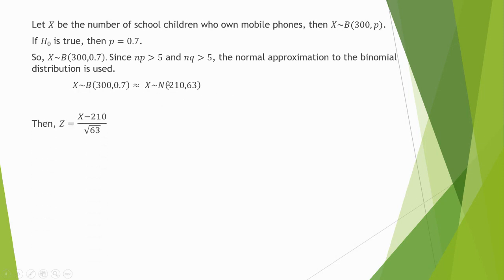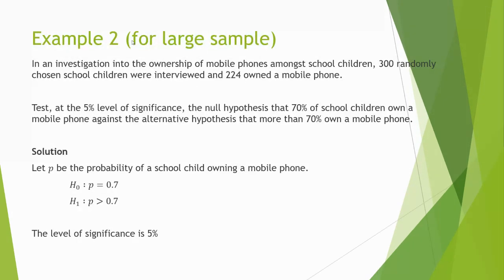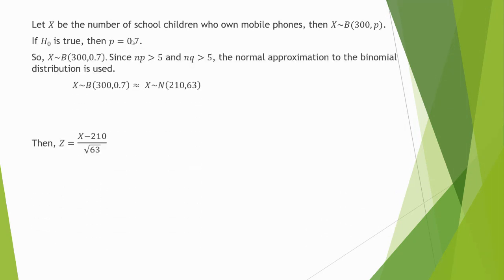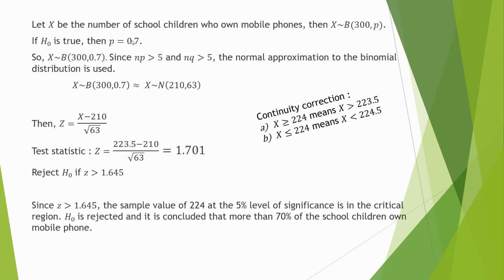Then after you normalize, you find the test statistic: x minus mu over the standard deviation, the square root of 63. So you will get 1.701. Reject H0 if z is greater than 1.645. Where does this come from? Because we know that our level of significance just now is 5%, which is 0.05.